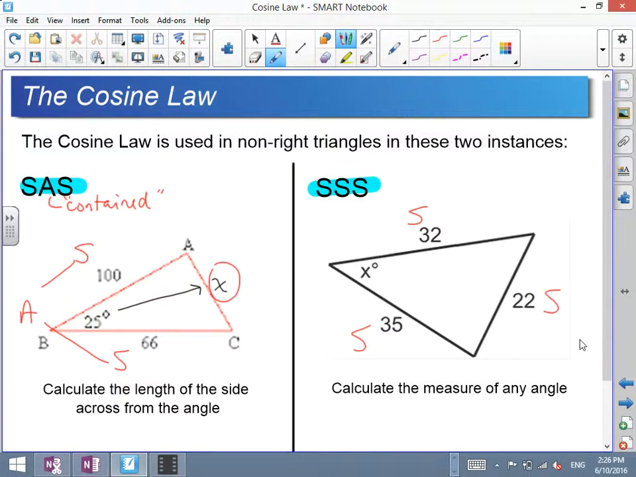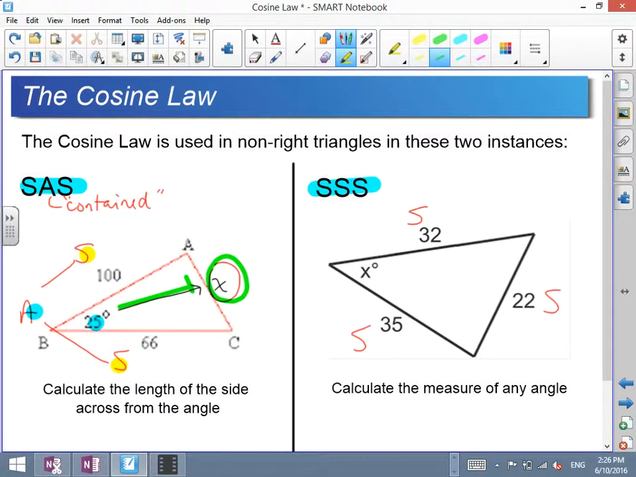So you can see that when you have a given side, there is an angle that is contained by the two sides. So side, angle, side. And what that does is it allows you to solve for the side that is across from the given angle. In this case, you can see it here, labeled X.